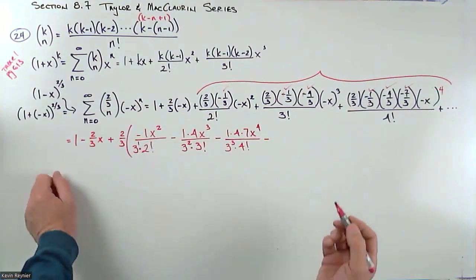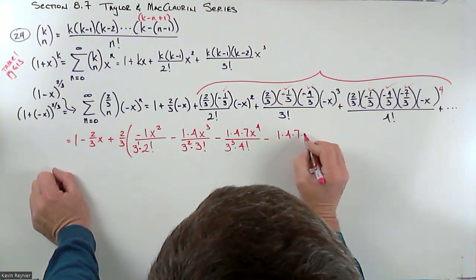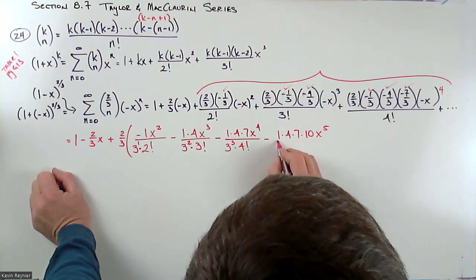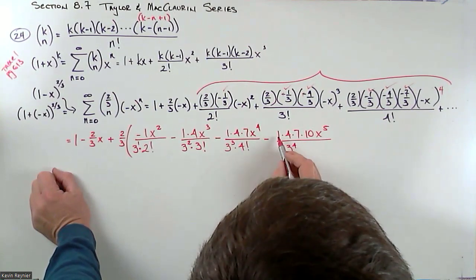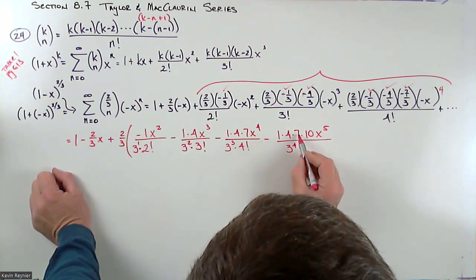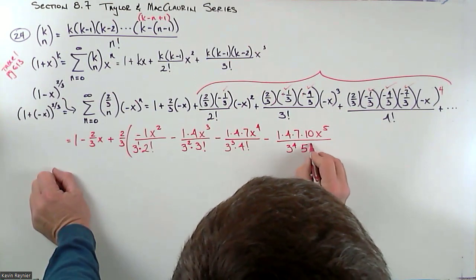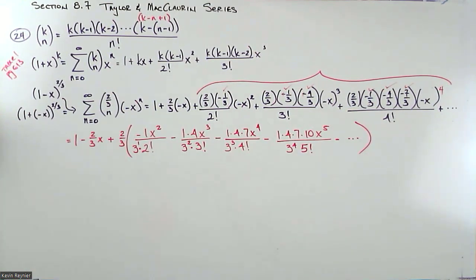The next term, if you want to write it down, it's going to be 1 times 4 times 7 times 10, x to the 5th. And then we're going to have a 3 to the 4th, because there's going to be a 3 under the 1, a 3 under the 4, a 3 under the 7, and a 3 under the 10. And then we're going to have 5 factorial. And this is just what's going to happen. Now, at this point, your imagination has to come into play.